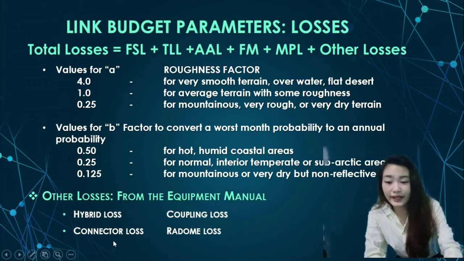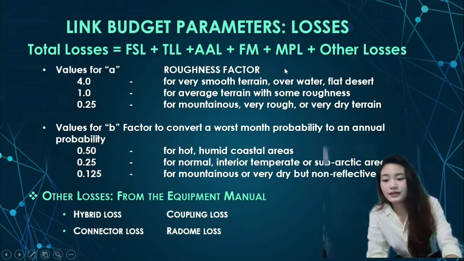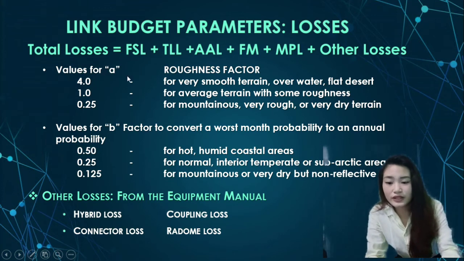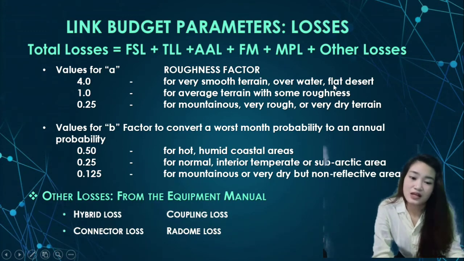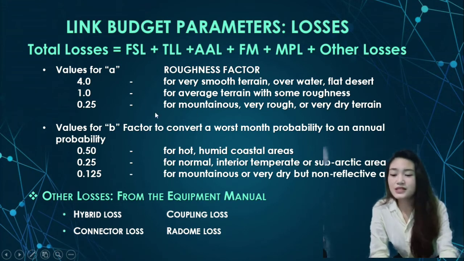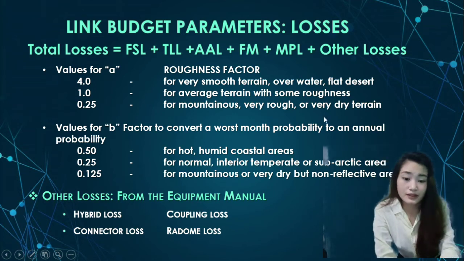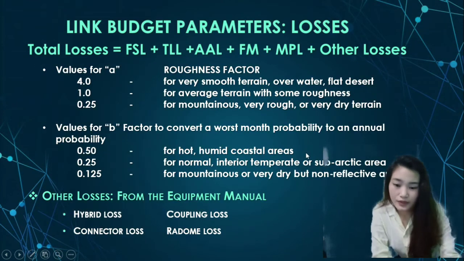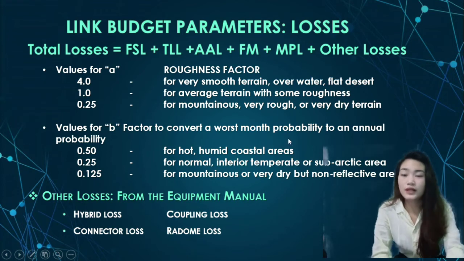The values for A, this A here. If the roughness factor is for very smooth terrain over water, flat desert, 1.0. For average terrain with some roughness, 0.25 for mountainous, very rough, or very dry terrain. Values for B factor, here, this one. To convert a worst month probability to an annual probability.